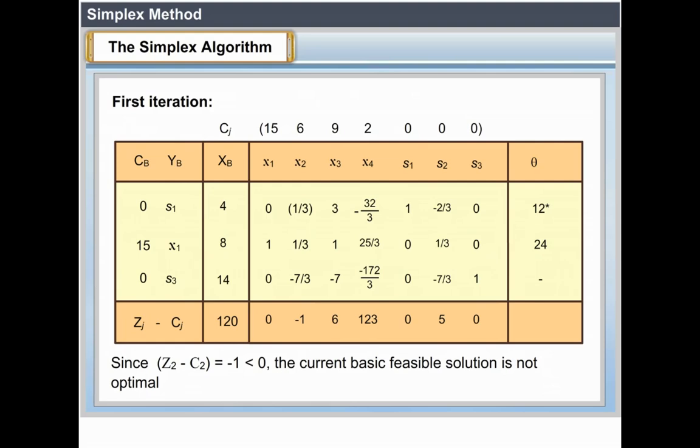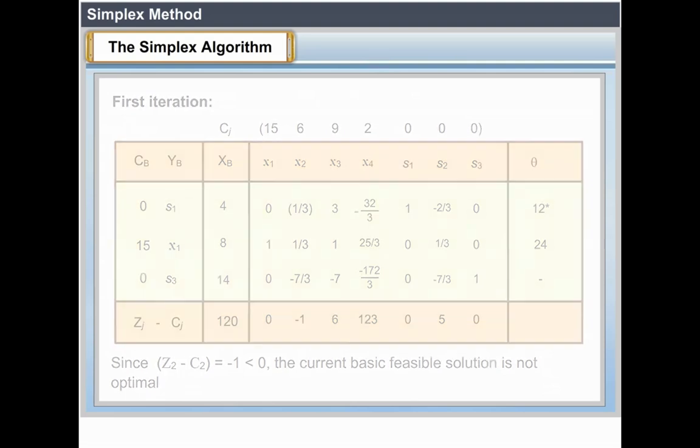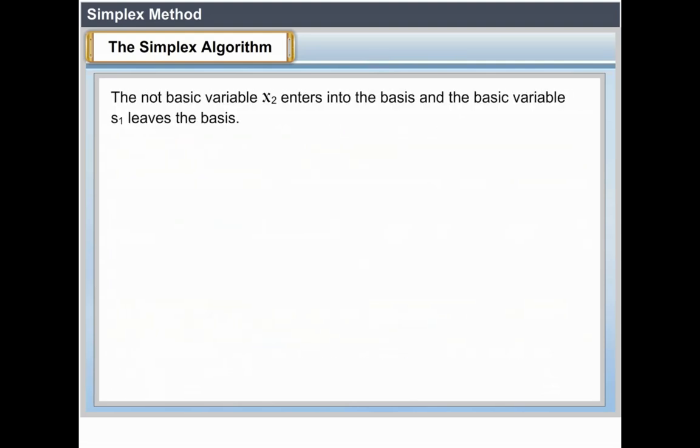14 divided by minus 7 by 3 is not applicable because we have to take only positive numbers in the denominator. So we have marked dash. We are choosing 12 in the theta column because that is the least number. The non-basic variable x2 enters into the basis and the basic variable s1 leaves the basis.